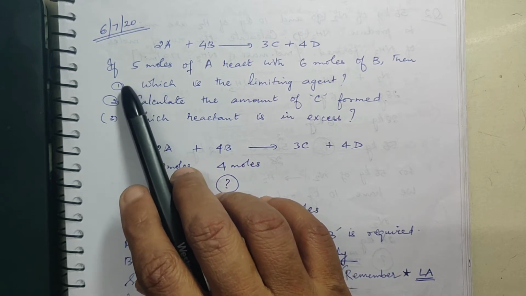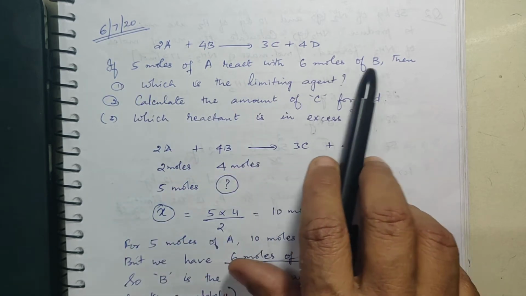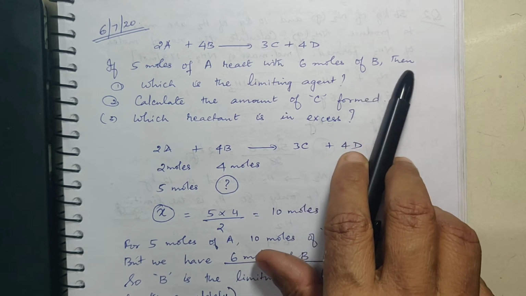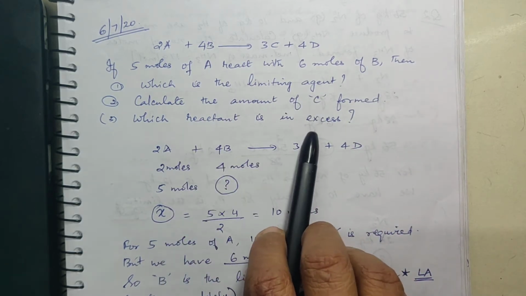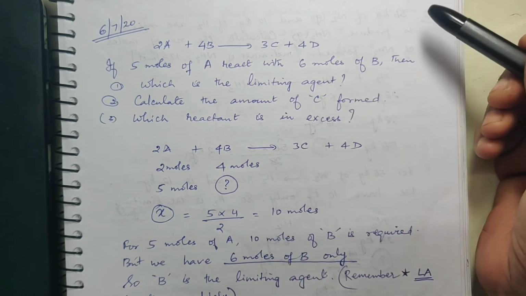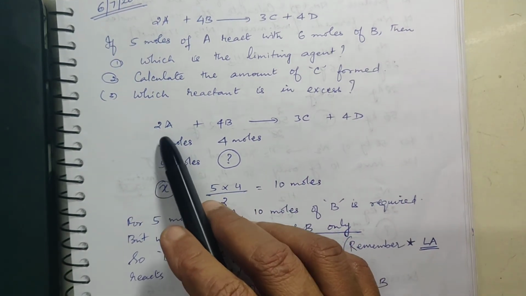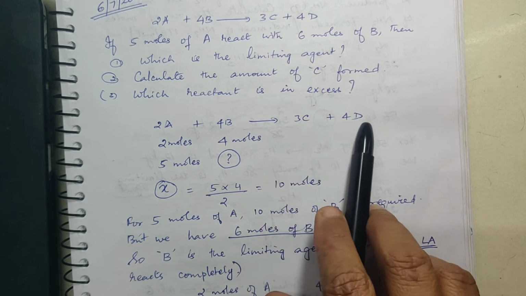Now the question says 5 moles of A react with 6 moles of B. Then which is the limiting agent? Calculate the amount of C formed, which reactant is in excess. All these things you have to find out. Now the equation is 2A + 4B giving you 3C + 4D.